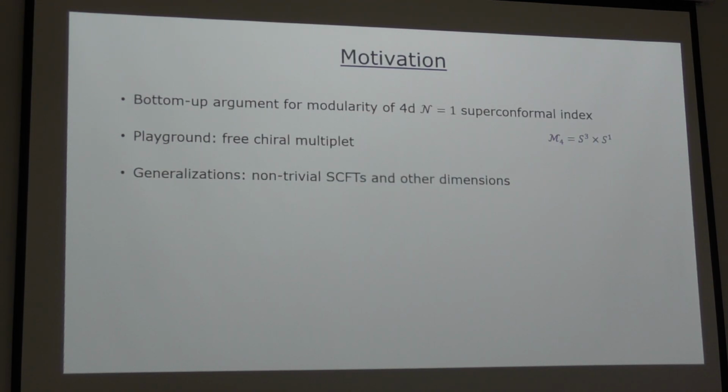Okay. So the motivation for my talk is to focus on a specific quantity, namely the 4D N=1 superconformal index. I'll define it in a moment. And I want to try and convince you, or give you a bottom-up argument for, a type of modular property that it satisfies. Okay? My playground is going to be the simplest possible theory, the supersymmetric analog of a free scalar, the free chiral multiplet, but at the end, I'll indicate how these arguments could generalize to non-trivial CFTs and also to other dimensions.